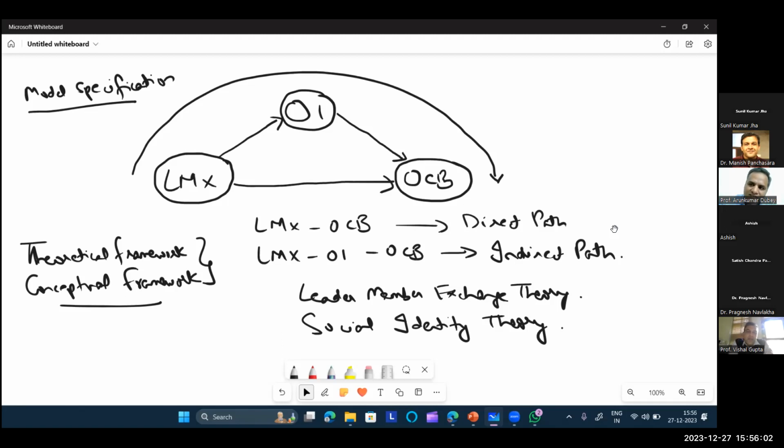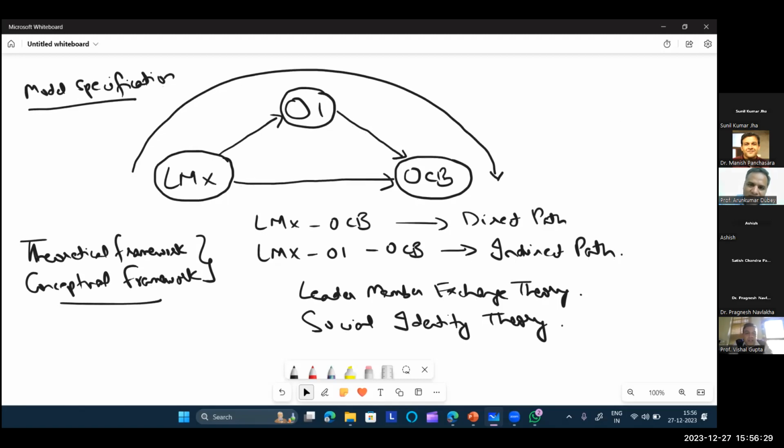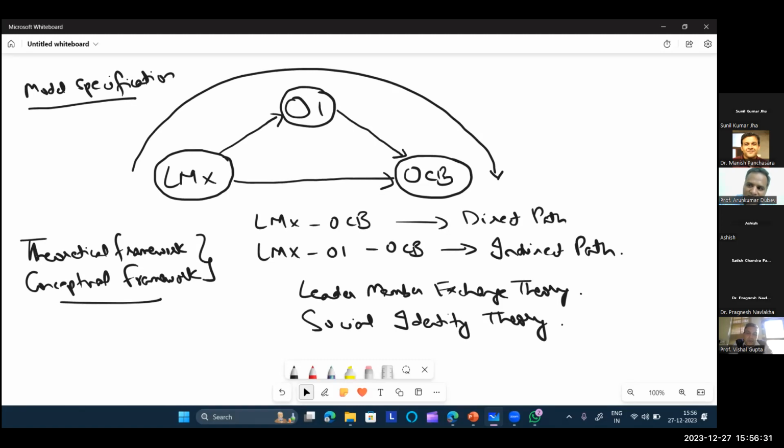What is a theory? Theory is nothing but a set of interconnections between constructs which are theoretically, logically backed, which make sense, which are logical. So the theoretical framework, you can say, is like the foundation on which the conceptual framework is built. It provides us the logic, the rationale for why these three constructs should be connected to each other. Fair enough. Thank you, sir.